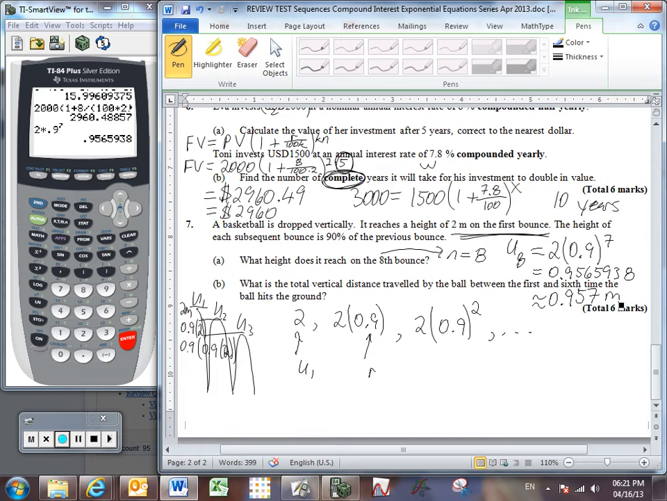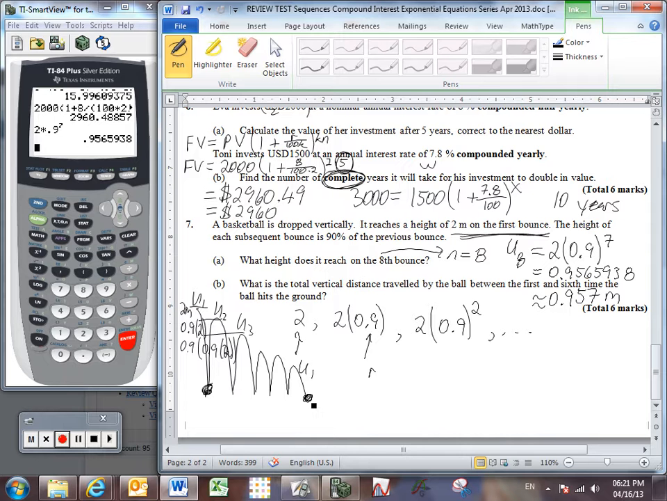And then part B, what is the total vertical distance traveled by the ball between the first time that it hits the ground and the 6th time it hits the ground?